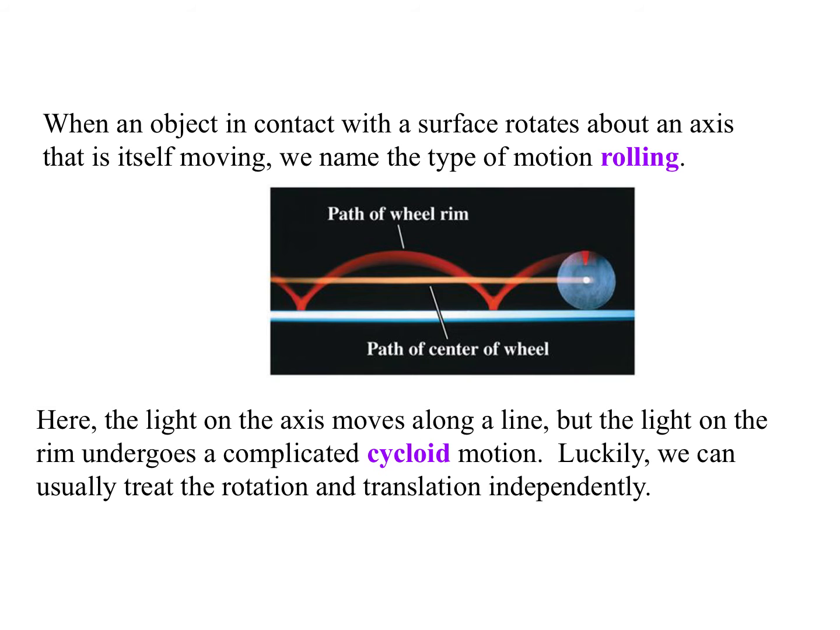All right, when an object in contact with a surface rotates about an axis that itself is moving, we name that type of motion rolling. In other words, we use rolling exactly the way that you would use rolling in English. This is just the formal definition.